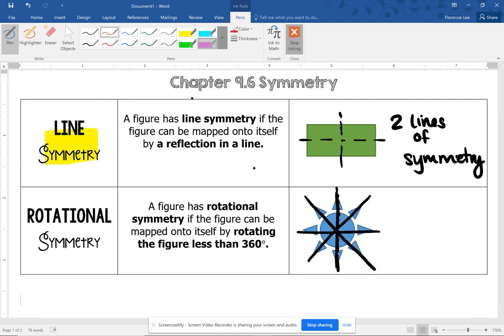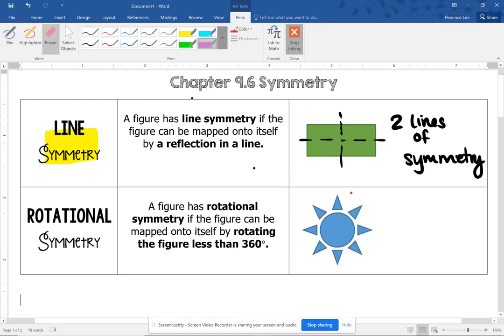Actually, believe it or not, there's more than just these 4 lines. Watch. What about if I were to fold it here between the rays, between those triangles? Wouldn't that map onto itself? Oh my gosh, so wait, let me go back.